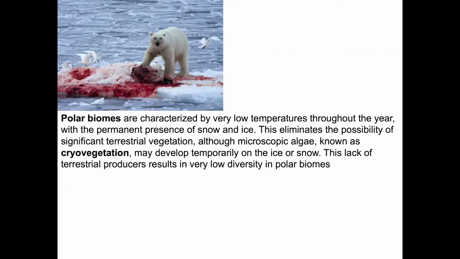Starting with the polar biome. The polar biome is characterized by very low temperatures throughout the year with permanent presence of snow and ice. It doesn't mean snow and ice everywhere. It just means it is present in a significant amount throughout the year. This eliminates the possibility of significant terrestrial vegetation, although microscopic algae known as cryovegetation can develop on the ice or snow. This lack of terrestrial producers results in a very low diversity in polar biomes. Here we can see a polar bear, looks like about a 3-year-old, eating a seal.